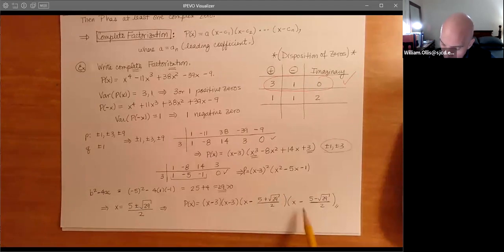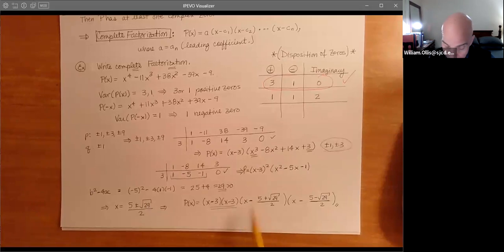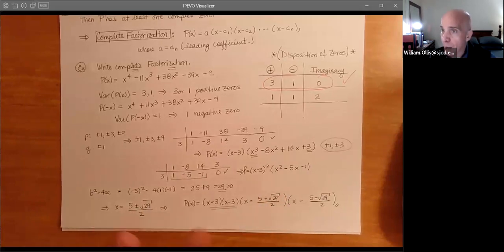And now we can just go ahead and run it in. We'll just say x minus 3 times x minus 3. Those are the complete factorization. And then, of course, we have x minus the plus. So you just write it as a fraction. Don't worry about distributing the negative. You've got a nice fraction there.